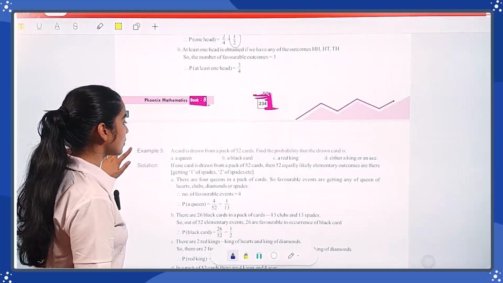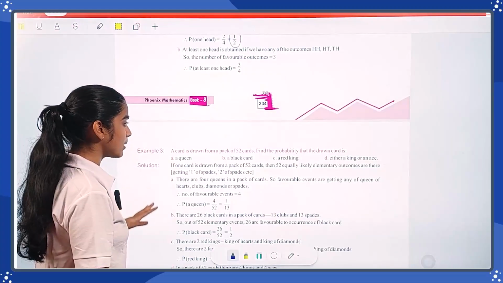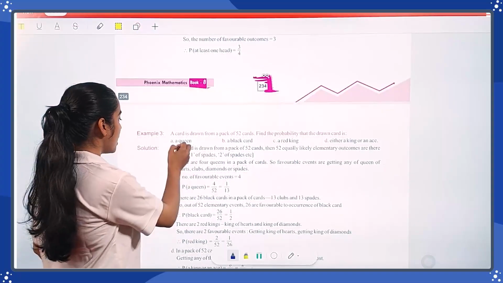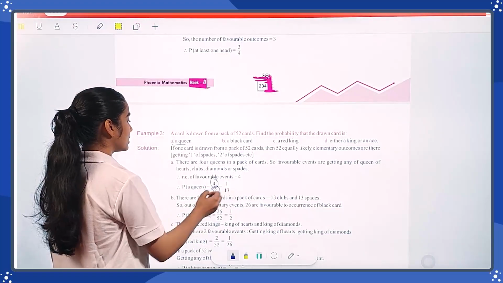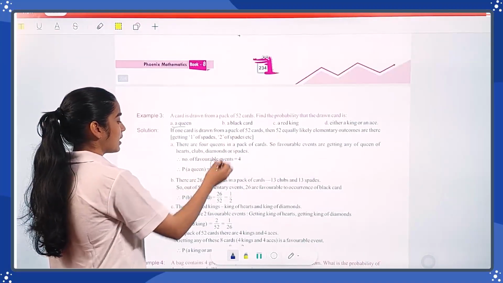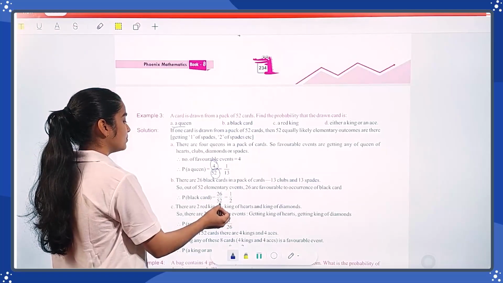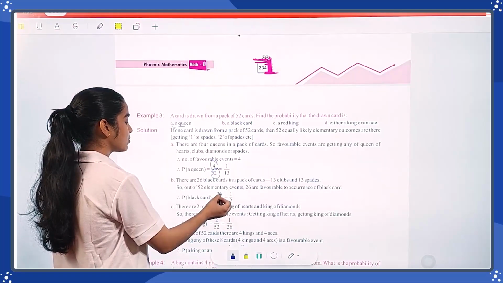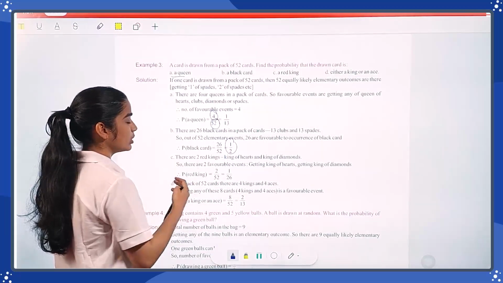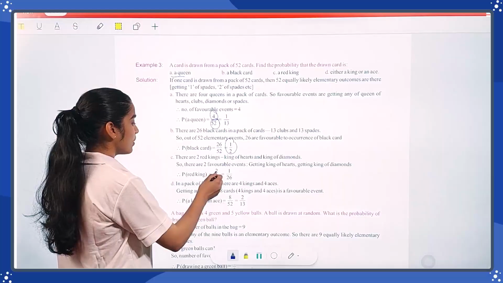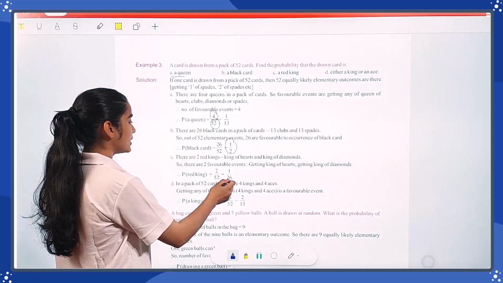A card is drawn from a pack of 52 cards. Find the probability that the drawn card is a queen. We have 4 queens out of 52 cards. So 1 by 13 is the probability. A black card: 26 cards are black in 52 cards. So 26 upon 52, which is half probability. A red king: only 2 kings we have. So 2 by 52, which will be converted to 1 by 26.